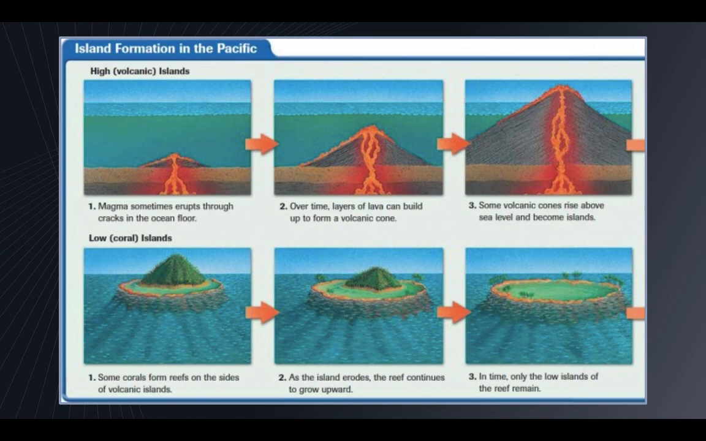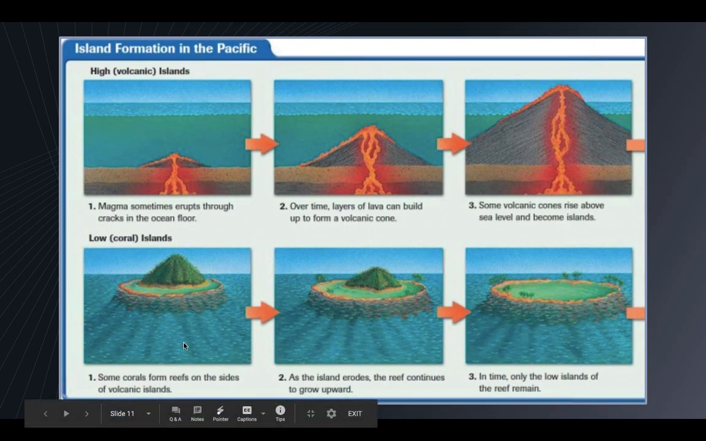Okay, so you see the high island where you have basically the creation of these islands through the magma coming up. You can see the more it boils over, the larger the volcano cones rise, okay? And then that's what creates those mountain ranges.